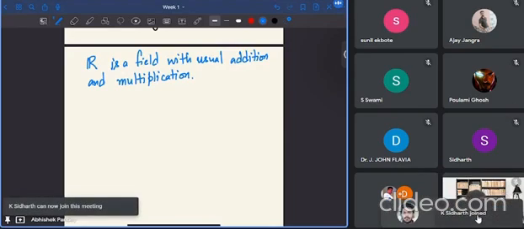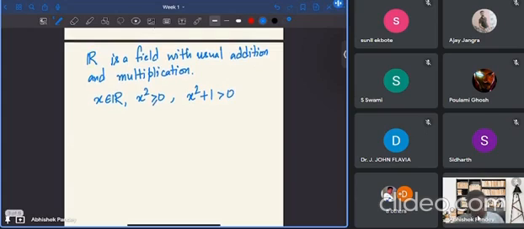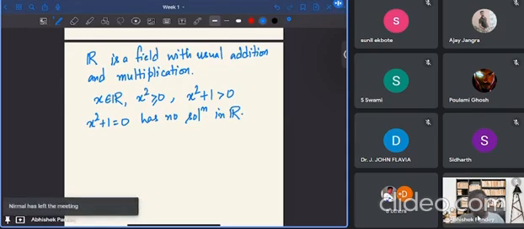Now if you take any real number x, x square is greater than or equal to 0, and if you add a positive number to this, it is again positive. Let us say x square plus 1 is positive. Now if you take x square plus 1 equals 0, this has no solution in R. What do we mean by no solution in R? It means there does not exist any x in R such that x square plus 1 equals 0.